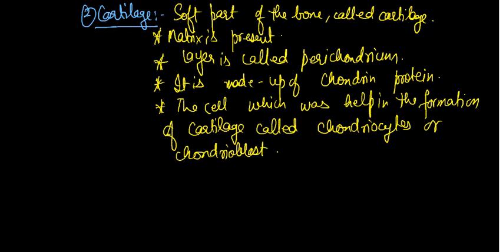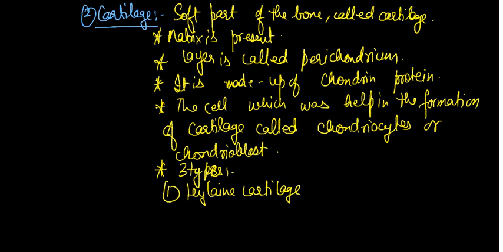Three types. Number one is hyaline cartilage. Hyaline cartilage is present in between two bones, like between the thigh bone, that is the femur, and the rest of the bones. Second one is fibrous cartilage, and it is present in the ear pinna.